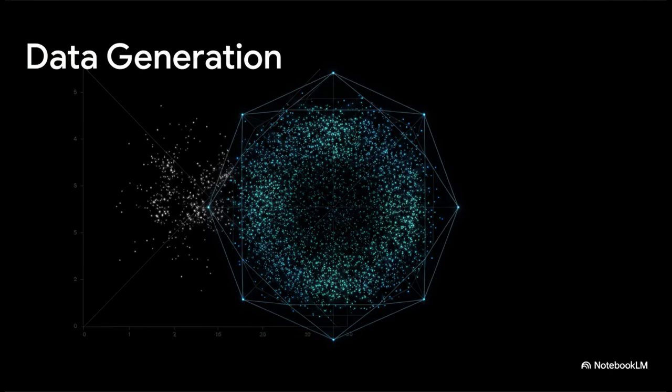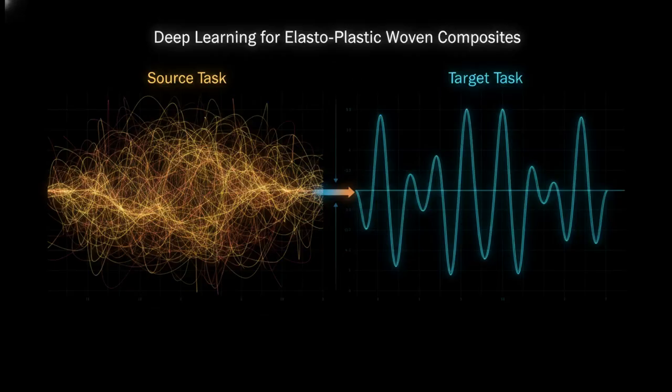Now, you might be wondering, why not just use truly random sampling? Well, standard random sampling leaves clumps and gaps in your data. The Sobel sequence guarantees a perfectly even spread across all 9 dimensions of our feature space. We're talking everything from the elasticity of the reinforcement fibers to the J2 plasticity, which is the yielding behavior of the matrix phase. But here's the thing.